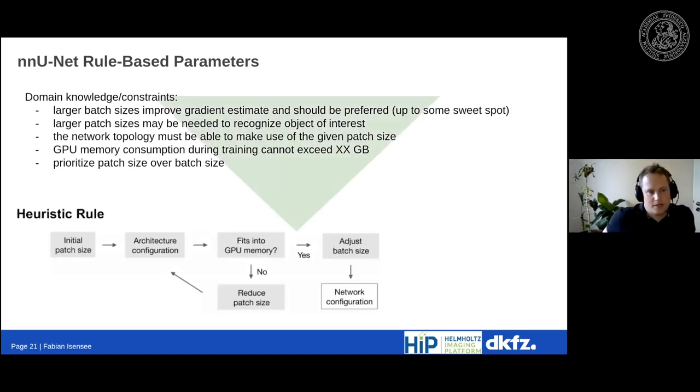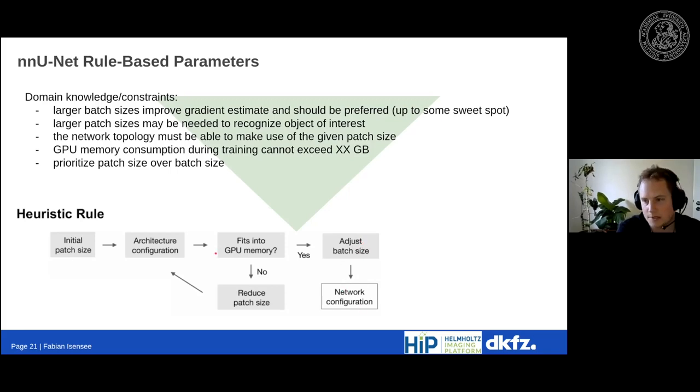And the way this is then implemented is that we have some code that runs iterative simple optimization of these three things that need to be optimized jointly. So we start with some very large initial patch size. That's usually the typical size of an image in the data set. So we want to process an entire image. We configure the architecture topology such that it has the depth and the pooling operations, et cetera, to make use of this patch size. We ask, hey, does this fit into my GPU memory with at least a batch size of 2? And if the answer is yes, then we maybe have some additional headroom to even increase the batch size further, which we will do up to some point, and then we are done.